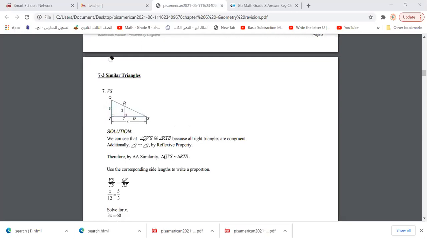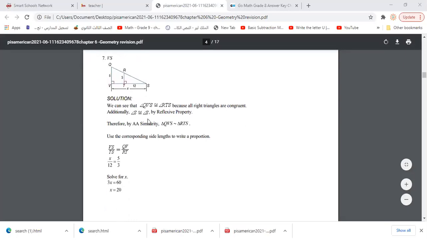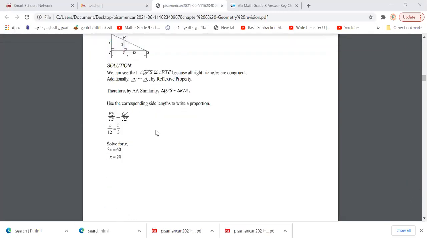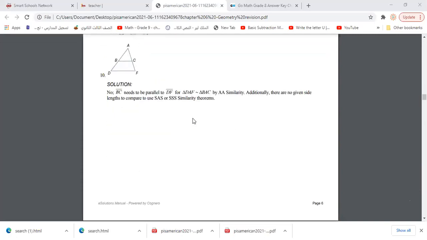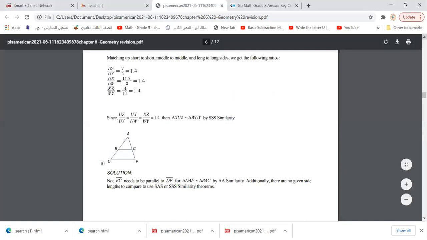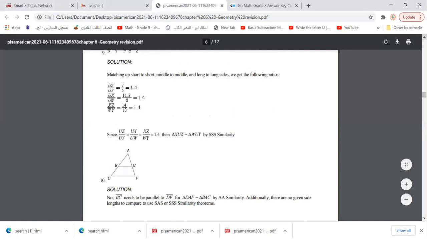In each question we are going to search for which condition we can use to verify that the two triangles are similar. Understood? Any question till now? No. Okay.